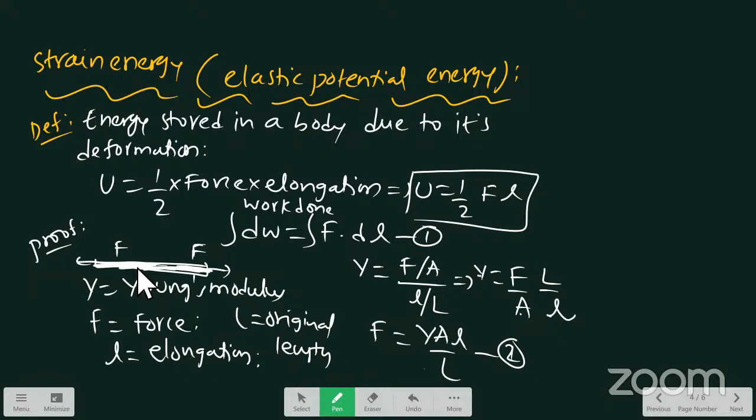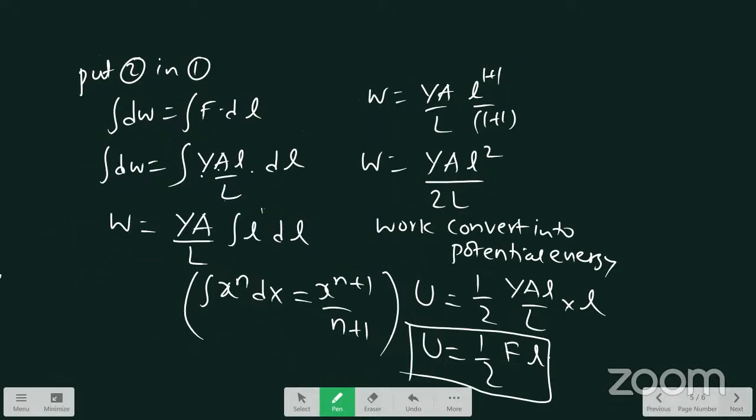Substituting, we get Y A small l by capital L into dl. Substitute 2 in 1. What is that integration? Integral of l dl is L square by 2. That is our answer: U equals 1 by 2 into L square, separated as L into L. This is the force concept, that is the elongation concept. So finally U equals 1 by 2 into force into elongation.